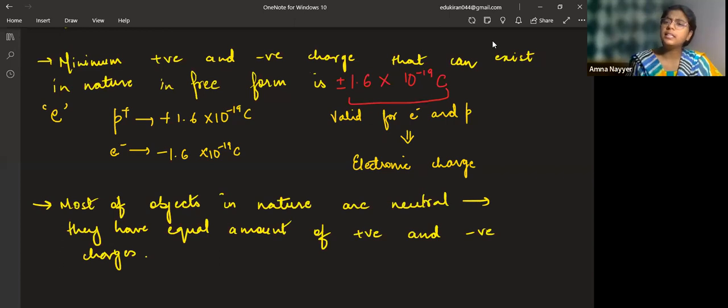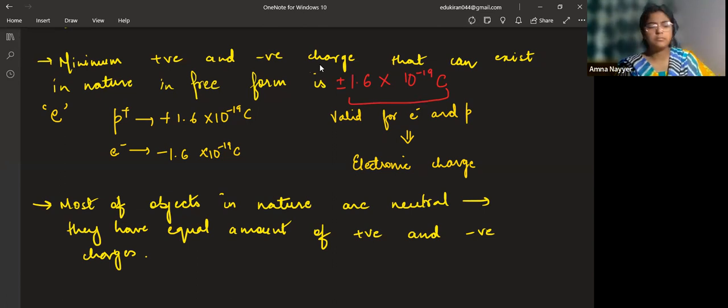And see, when we say an object is neutral, three states exist: positive, negative, neutral. Neutral means whatever amount of positive charge is present is the exact amount of negative charge present. 5 coulomb and minus 5 coulomb will cancel and neutralize. 3 coulomb and minus 3 coulomb will neutralize and you'll get a neutral object. Most of the objects in nature are neutral.